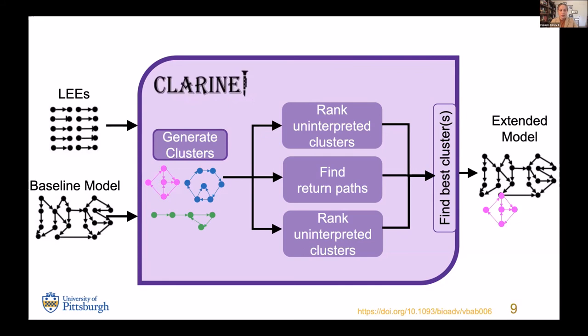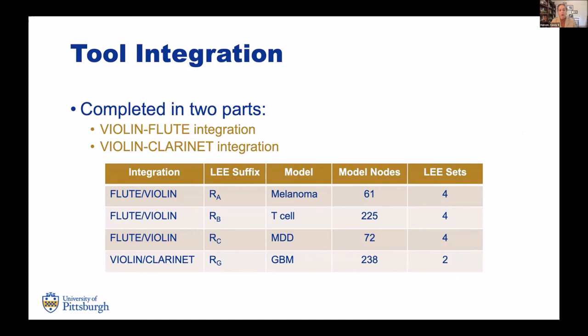Now, this tool integration occurred in two parts. We first investigated how flute and violin can be used in conjunction with each other using some of the benchmark data that was curated for violin's initial development. Next, we investigated the use of violin with clarinet for the purpose of extending a specific glioblastoma model. In total, we used four models of varying sizes representing four completely different biological systems. And then for each of those in total, we have 14 assembled LEE sets, ranging from just under 200 LEEs all the way up to over 25,000 LEEs, each of those LEEs representing a biological interaction.